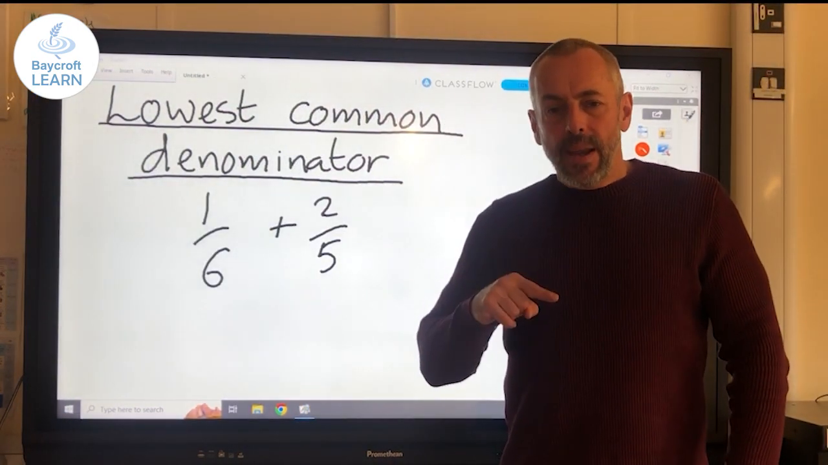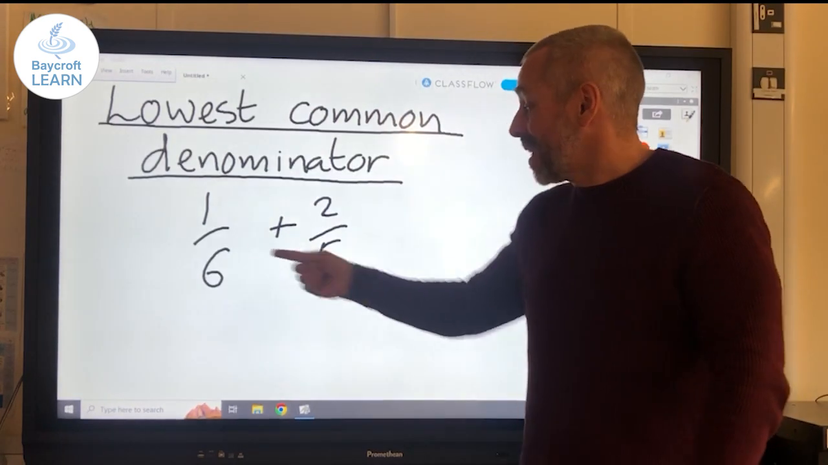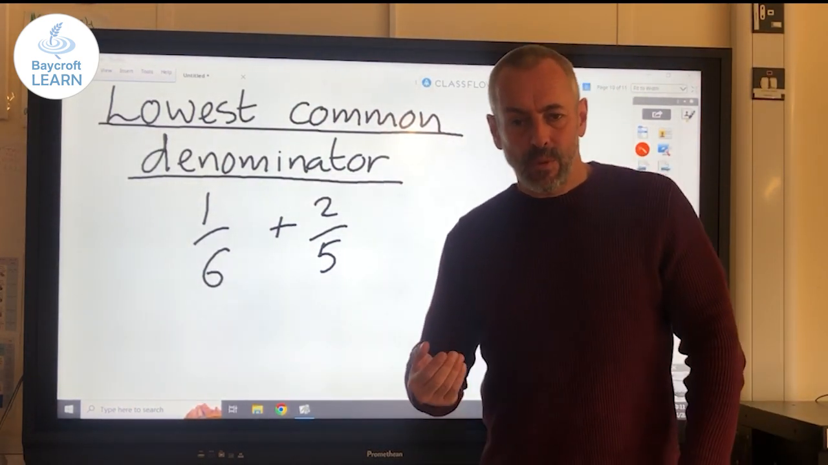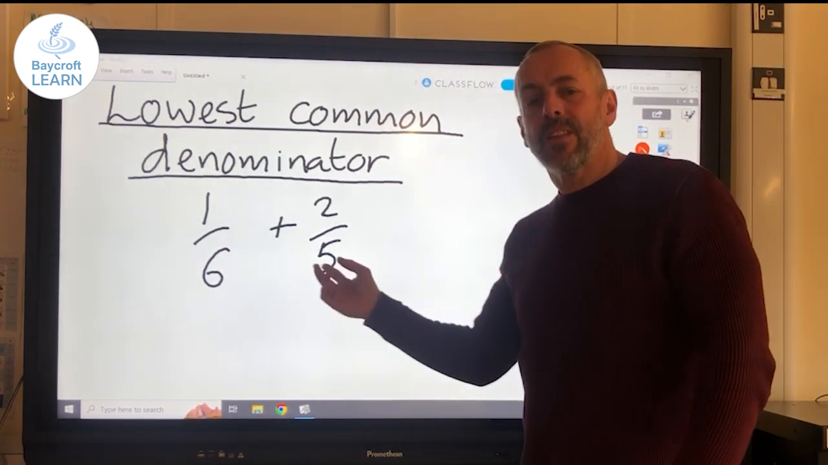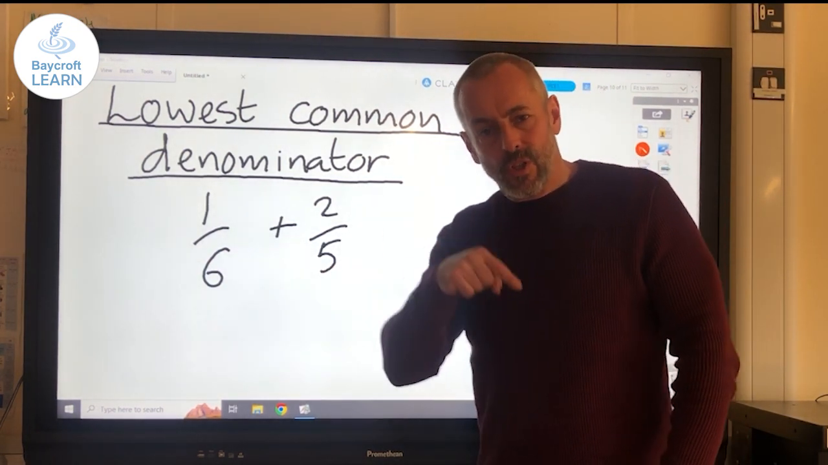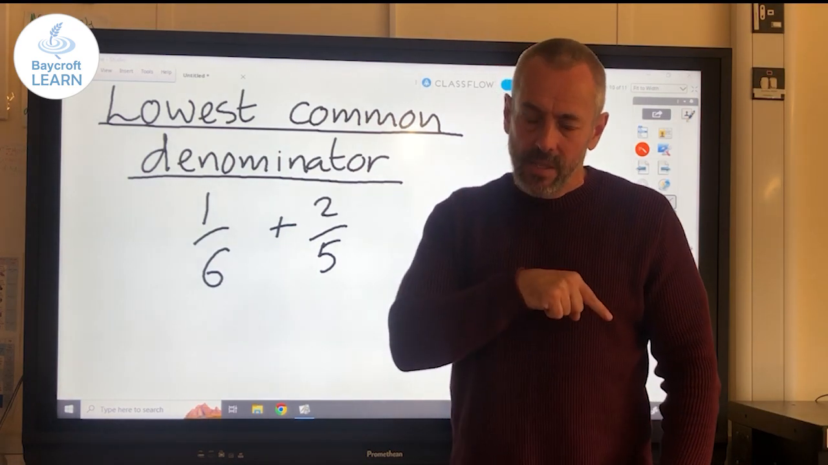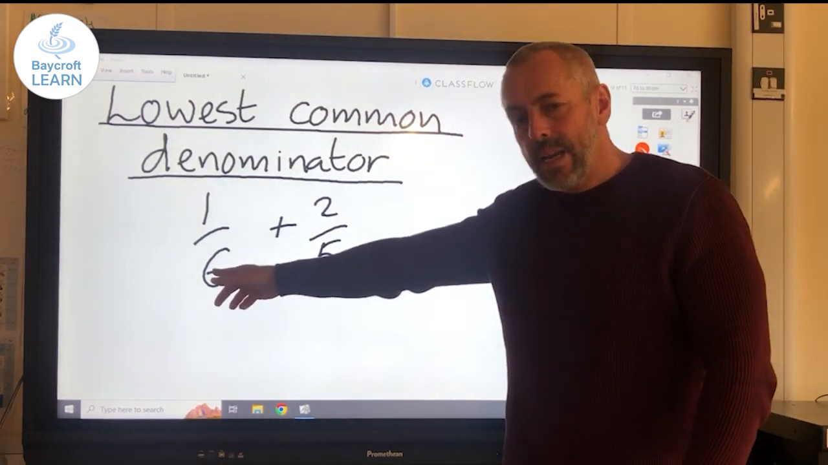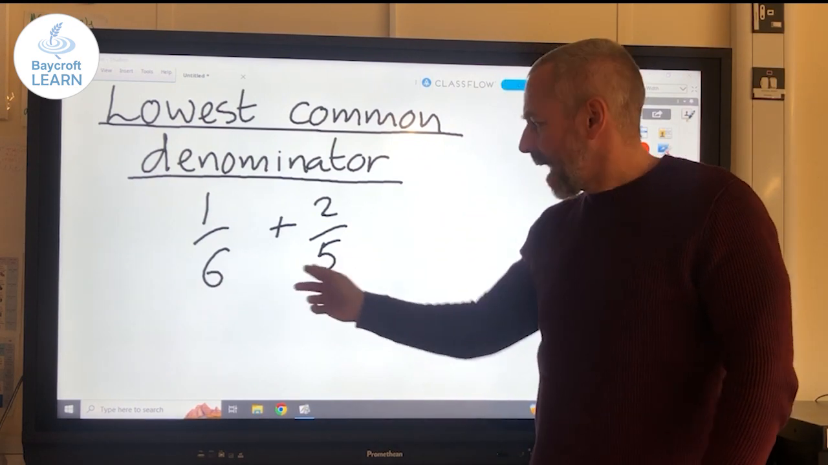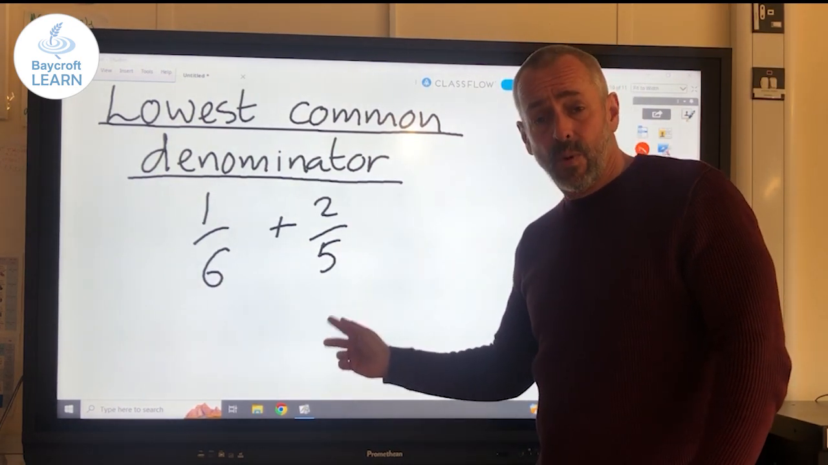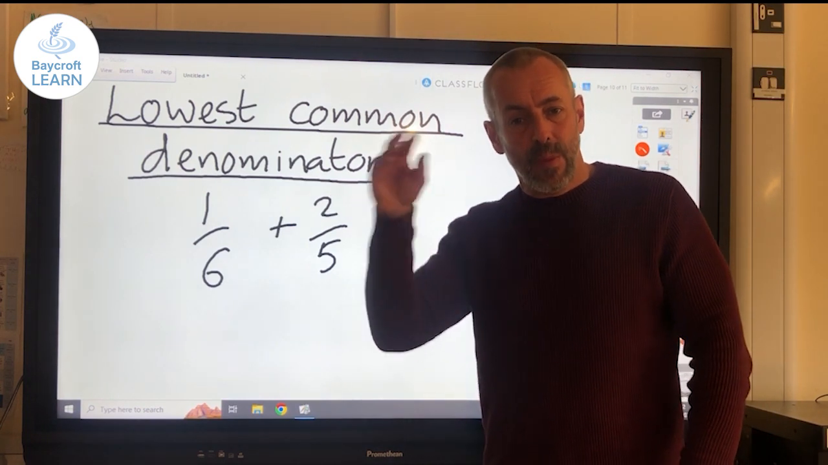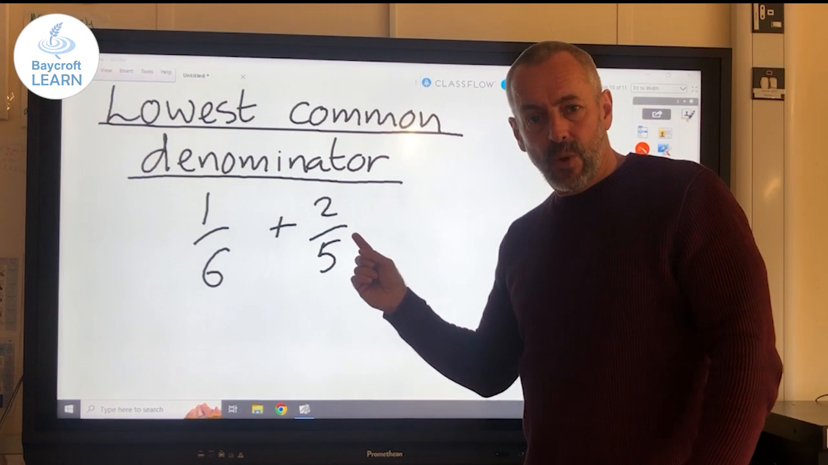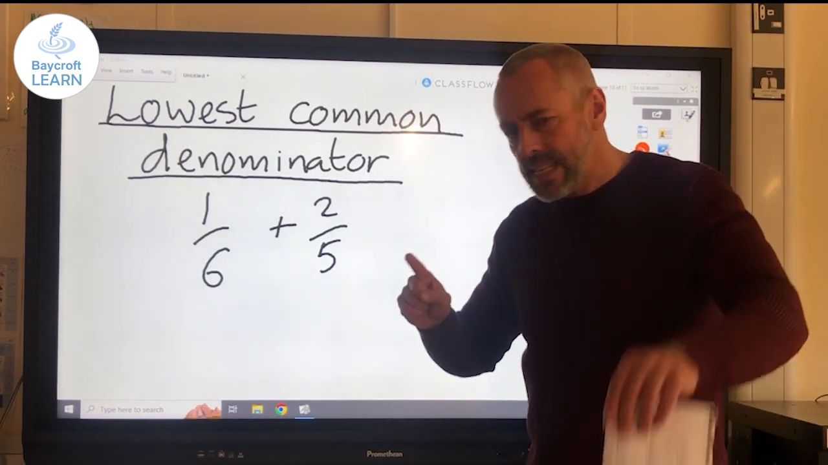When we are adding and subtracting fractions with different denominators, we have to use our lowest common multiple skills in order to make the denominators the same. Now, we looked at lowest common multiples just yesterday and you made fantastic progress. So we know what we need to do here. We need to list out our 6 and our 5 times tables in order to find the first number that appears in both lists. We can then use that as our denominator, okay? So let's have a look at what that actually means.